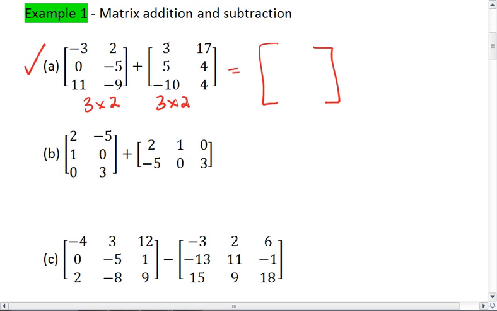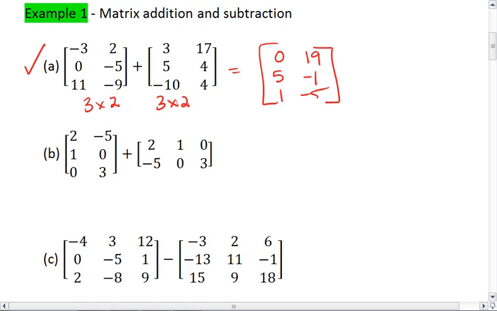We get negative 3 plus 3 is 0. 2 plus 17 is 19. 0 plus 5 is 5. Negative 5 plus 4 is negative 1. 11 plus negative 10 is 1. And negative 9 plus 4 is negative 5.